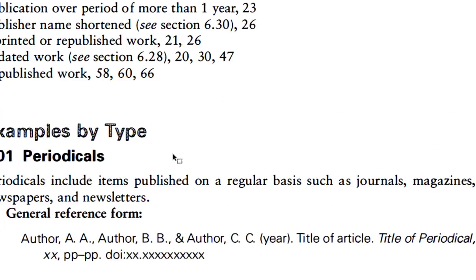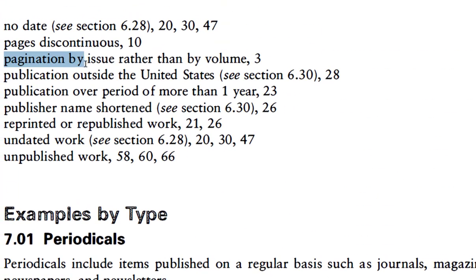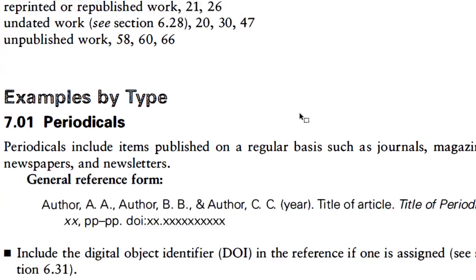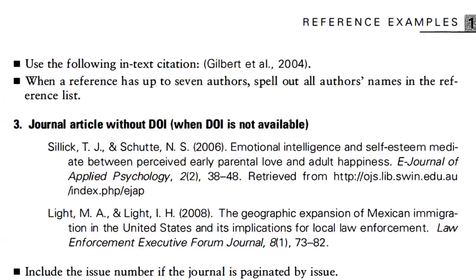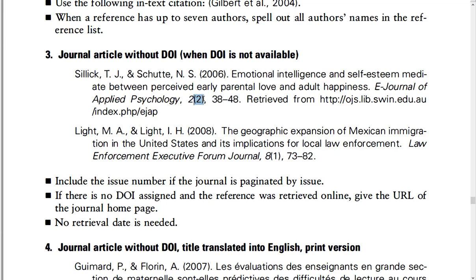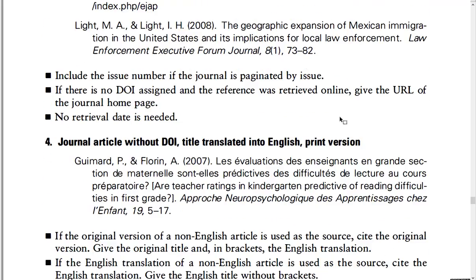When I scroll back up so we can look at that one, it's pagination by issue rather than volume. And again, that volume is one that is continuous pagination. So in this case, it's by issue. Hence why when we scroll down here to number 3, on both of these examples, it has the issue number there. For the overwhelming majority of the time, we do not include that. This is one of those things where a lot of the time, those software programs that help you spit this out include it, even though it is not necessary.